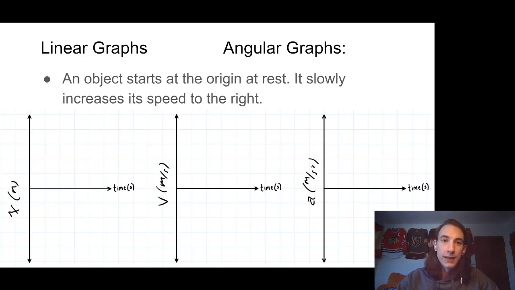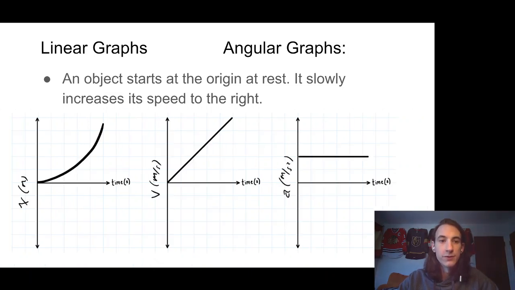And then finally, in general, we're saying an object starts at the origin at rest. It slowly increases its speed to the right. We're slowly increasing our speed. So we see the slope for position versus time is gradually increasing. We see the slope goes from a 0 slope to an increasing slope, going from flat to increasing. We see that the velocity is changing. The velocity is increasing over time. So we start with a 0 velocity and it gets more positive as we go. And then this acceleration is constant. We are gaining the same meters per second every 1 second.